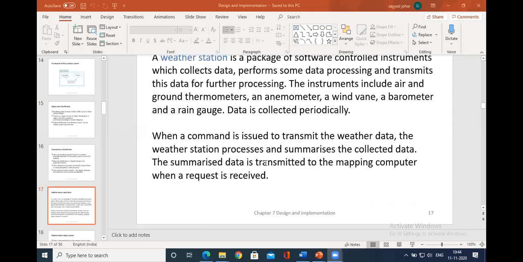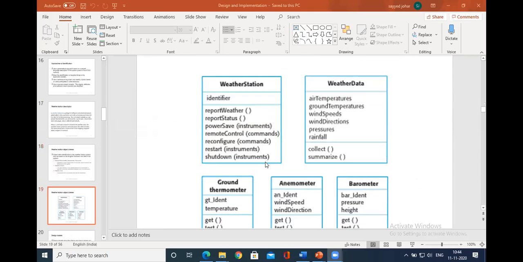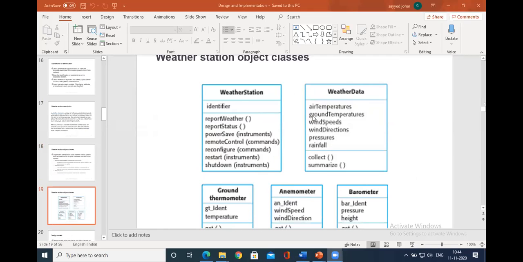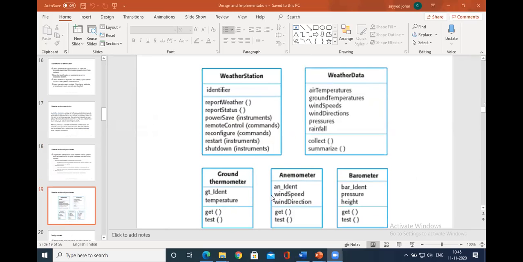So here is the diagram. What does the weather station object class consist of? This total diagram represents the weather station objects. If it is a weather station object, this is an attribute of it, and these are all the behavior. Again, the name of the object or class, its attributes, and its operations. Clear?